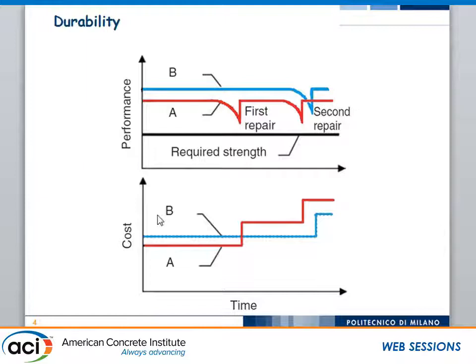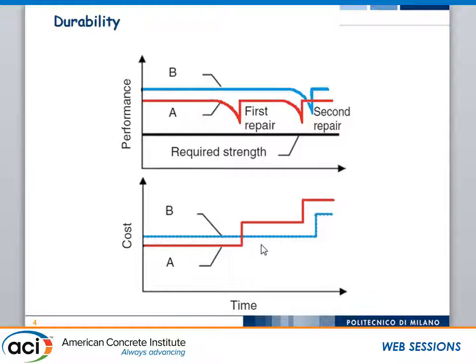So we select material A, which guarantees at a certain level the required strength, but we do also know that this material in the long term will undergo some degradation. So at a certain time, we will need to have some repair of the structure in order to get back to the previous level of performance. We can also select a higher quality material. This could be the case of a regular, well-done concrete or a high-performance concrete. The material is more expensive in the beginning, but we know that it is also more intrinsically durable, so the degradation time will be longer. The time for the first repair will occur later.